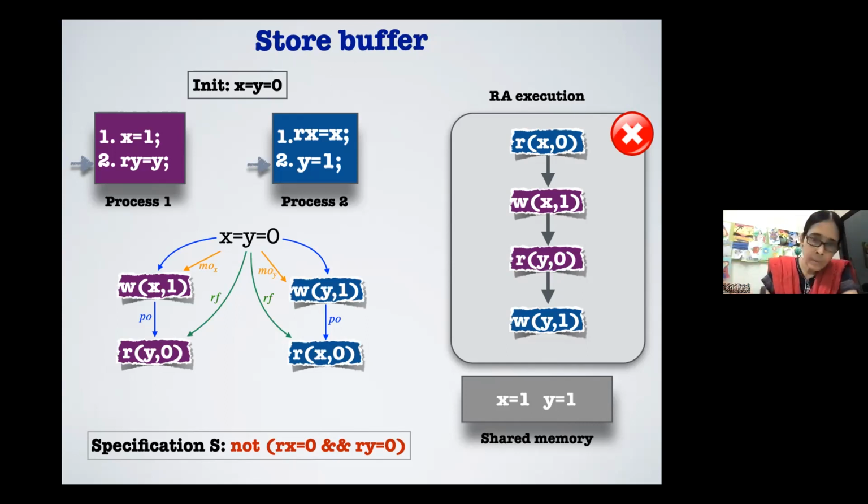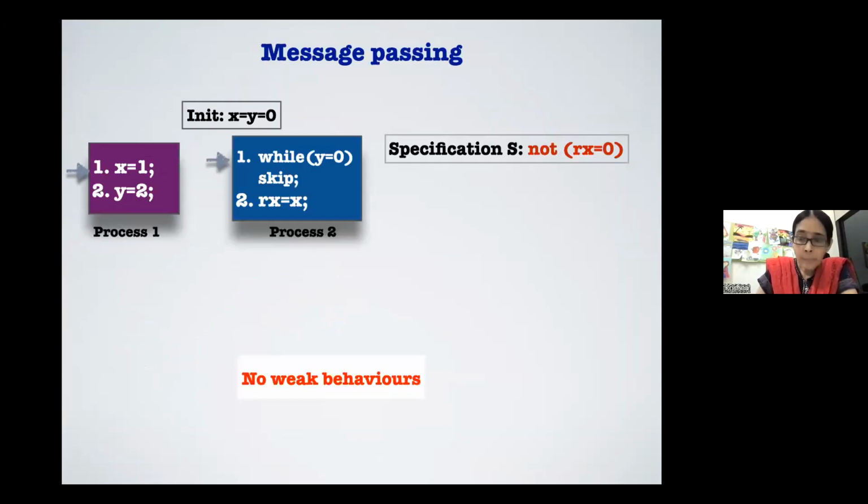Now an explanation of why this is allowed under release acquire is that if you look at the second process, at the read x0 event, and at the write x1 event in the first process, notice that there is no path that leads from write x1 to read x0. So somehow process 2 is unaware of the write that happened in the first process. That is why this is a consistent execution graph under release acquire, allowing us to read 0 into both Rx and Ry.